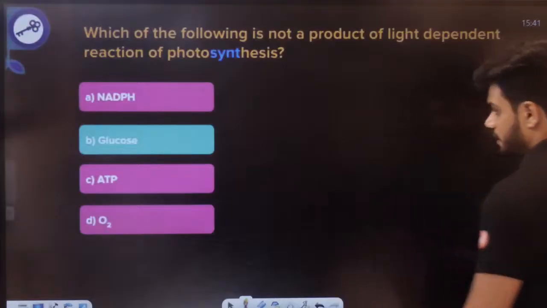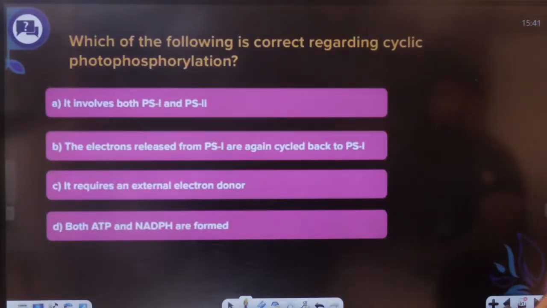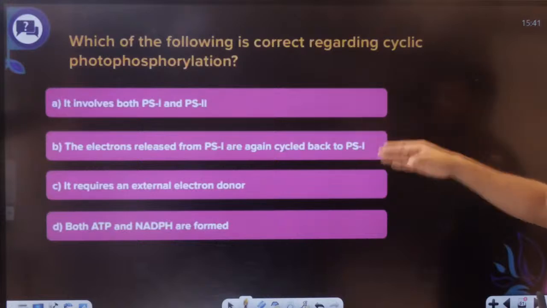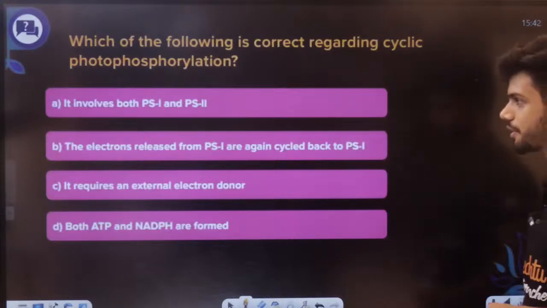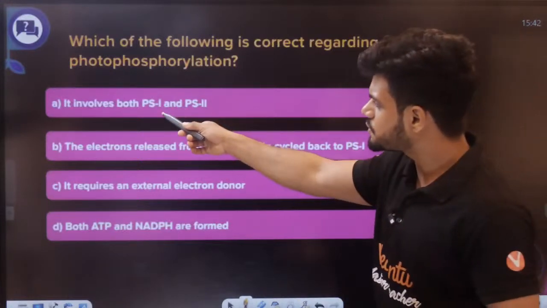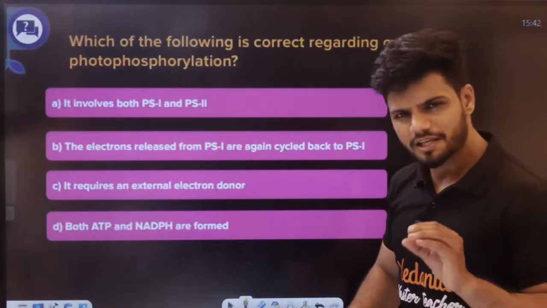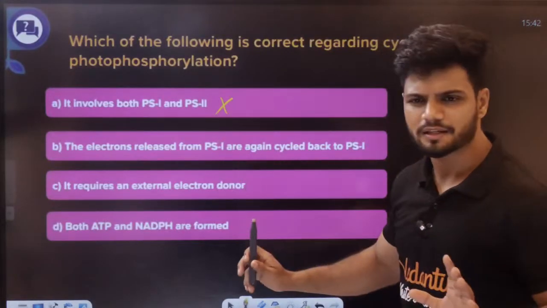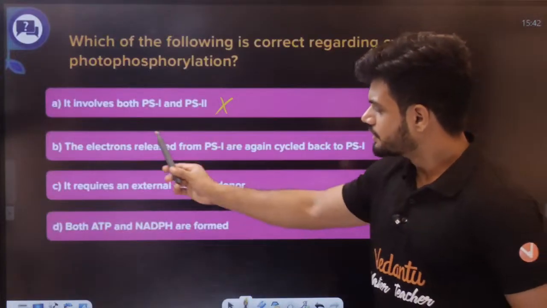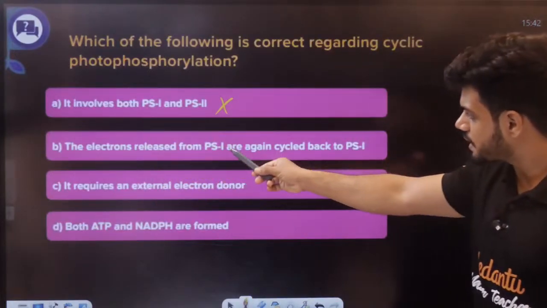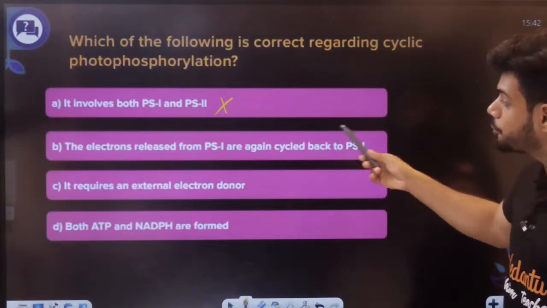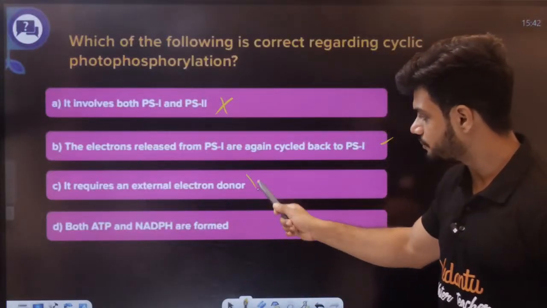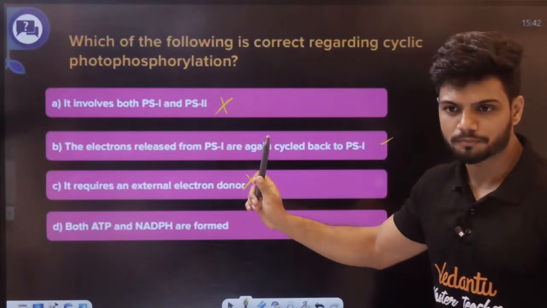Very good, Vanshu. Now, which of the following is correct statement regarding cyclic photophosphorylation? It involves both PS1 and PS2. Are PS1 and PS2 both present in cyclic, students? No. Only PS1 is present. The electrons released from PS1 are again cycled back to PS1. It requires an external electron donor. Not needed. There is no splitting of water.